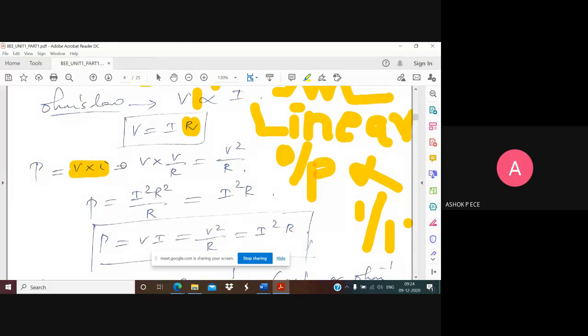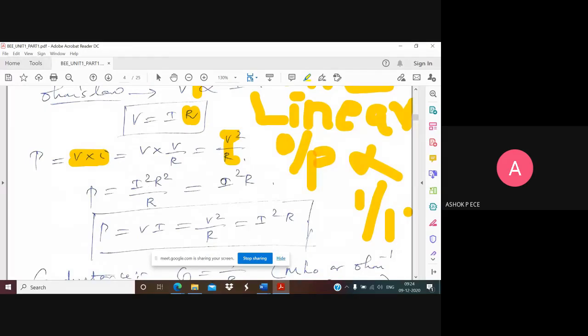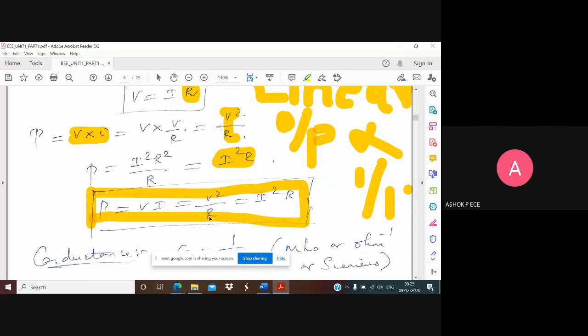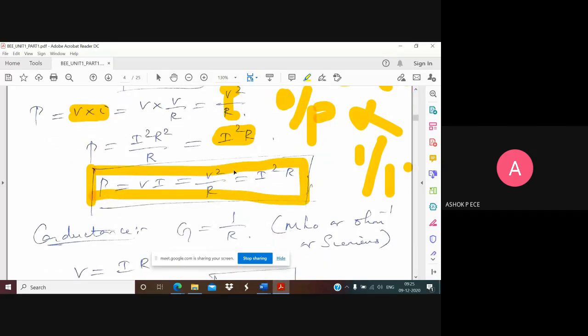If you want to write it purely in terms of V, substitute I is equal to V by R from Ohm's law, and you get power is equal to V squared by R. This formula relates power only in terms of V and R. If I want to write it only in terms of I and R, instead of V, substitute V is equal to IR from Ohm's law. IR into I, so power is equal to I squared R. This formula relates power, current and resistance. So we have three formulas for power: one is voltage and current, second is voltage and resistance, third is current and resistance.